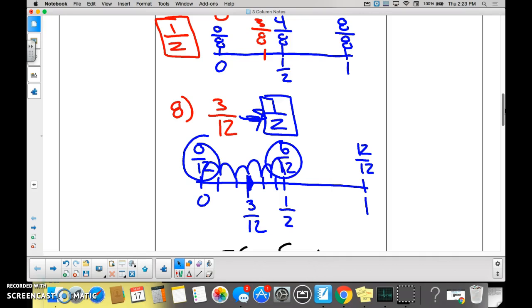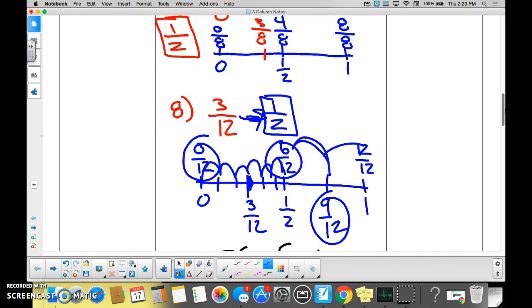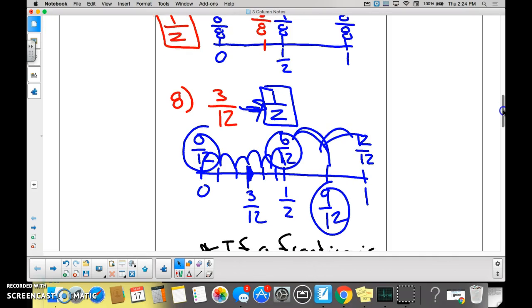So if we had a number like 9 12ths, 9 12ths is halfway between 6 12ths and 12 12ths. What are we going to say the estimation is? Everybody. You guys don't seem confident. So we have 9 12ths. It's halfway between 6 12ths and 12 12ths. It's going to be 1, right? If it's halfway, you give it a shove to the next number. Got it? It's going to be 1.